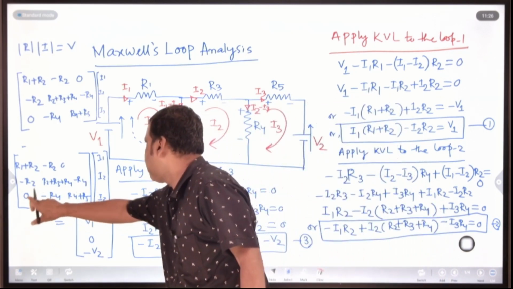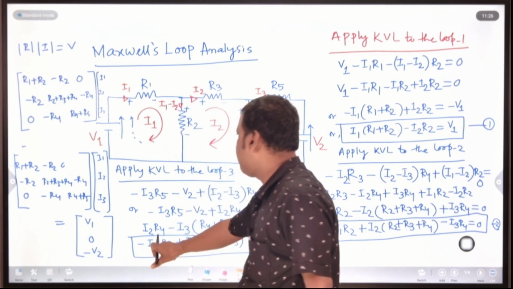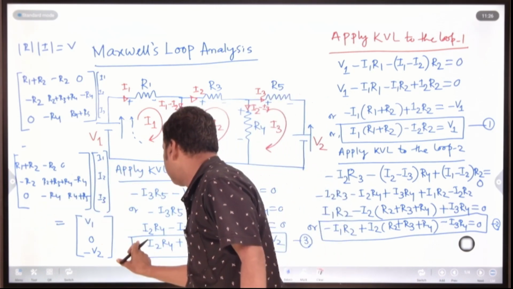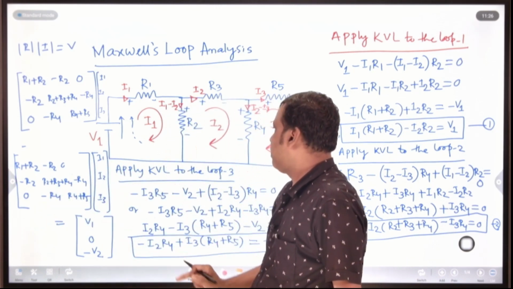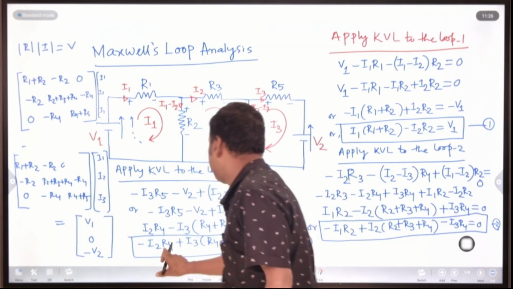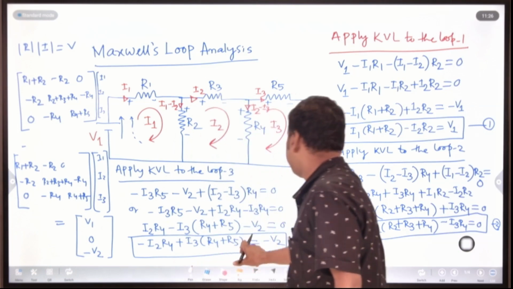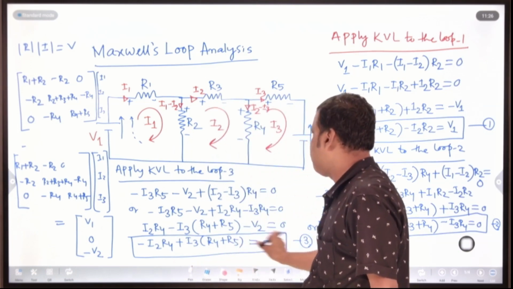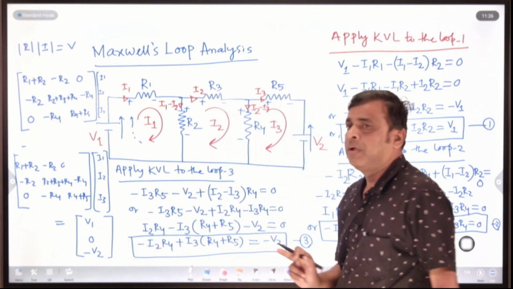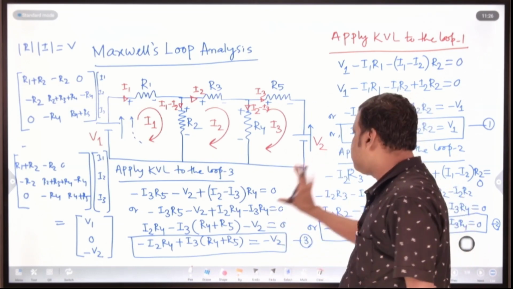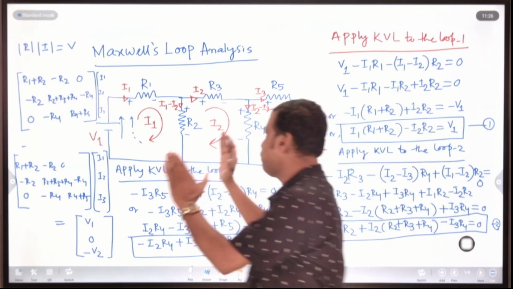If you multiply this one, I1 into 0, there is no term containing I1, that's why I1 into 0. Then minus R4 into I2, plus I3 into (R4 plus R5), equal to minus V2. Are you getting it or not? Is my third equation satisfied or not? This is a standard formula.